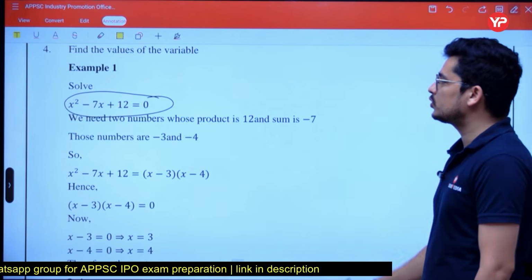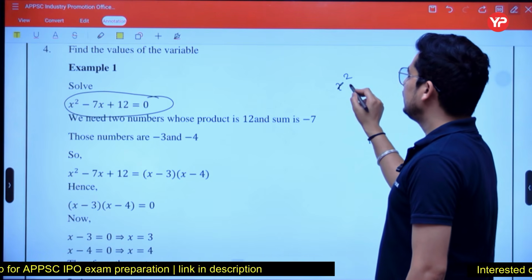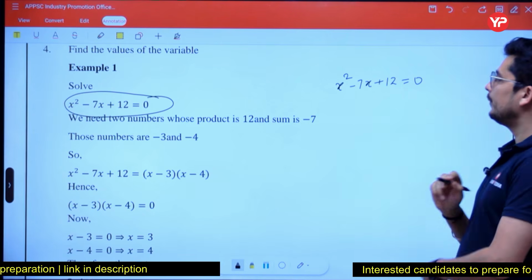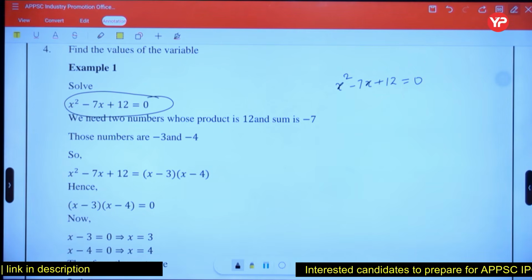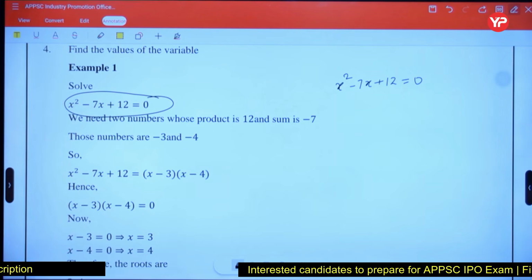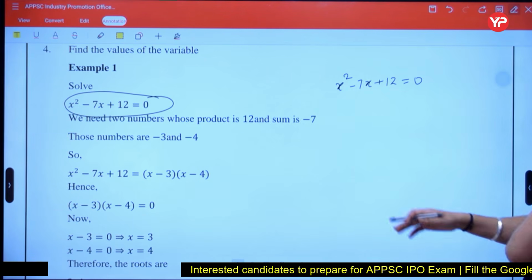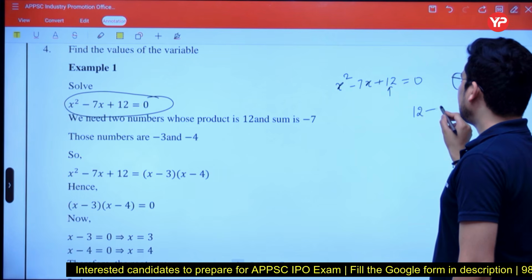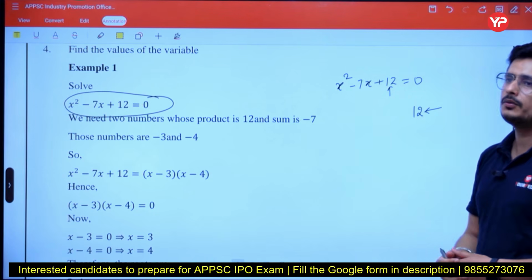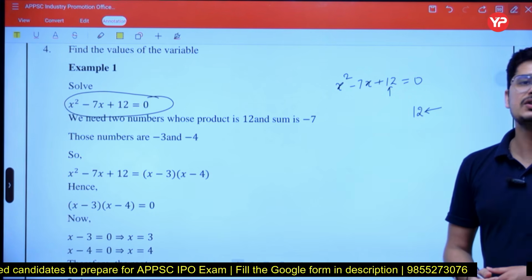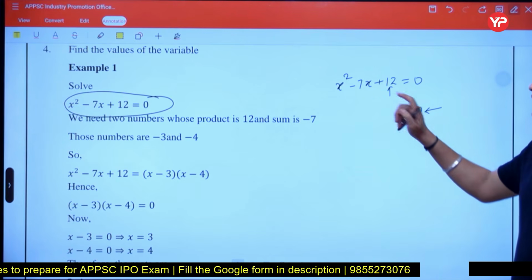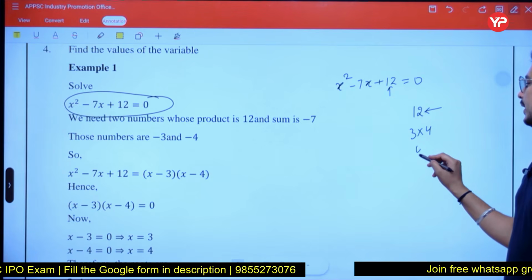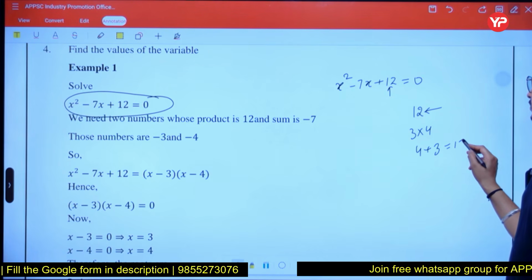So in that case, what should we do? Suppose we have x square minus 7x plus 12 equals 0. First, you have to factorize this equation. Take the constant term and make the factors of 12 such that the sum of these factors becomes 7. So we factorize 12 as 4 and 3. If you add 4 plus 3, that becomes 7.